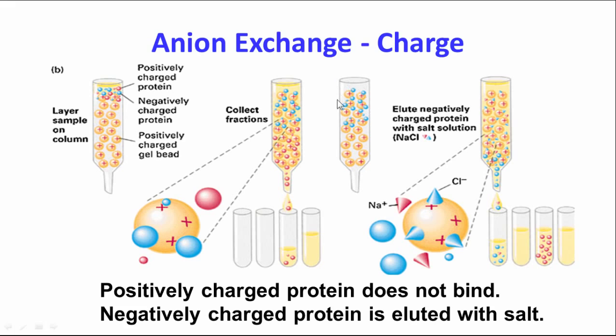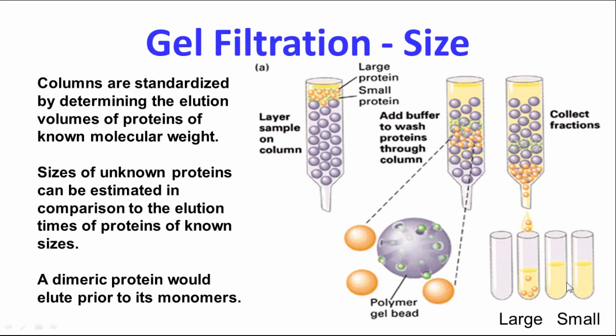After the proteins are bound, you wash off anything that won't bind, and then you elute the protein off with chloride. You can actually use a gradient of increasing sodium chloride and separate out multiple negatively charged proteins in the process. So it's a very useful method of separating proteins.